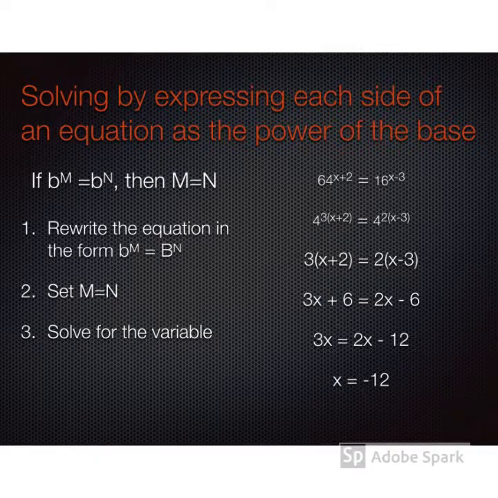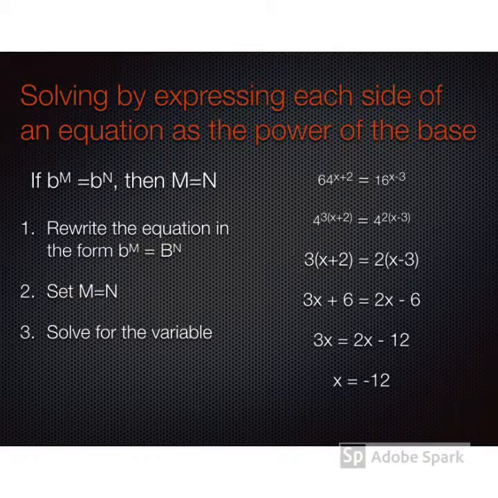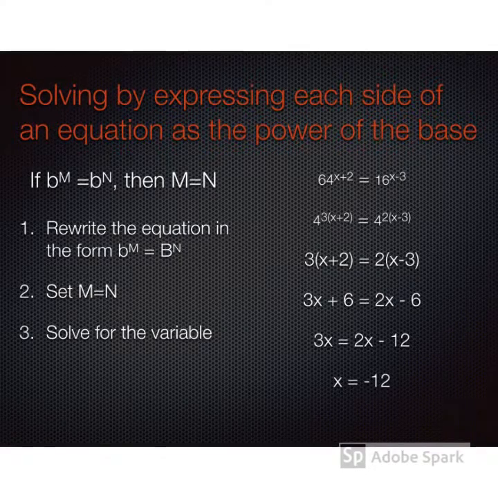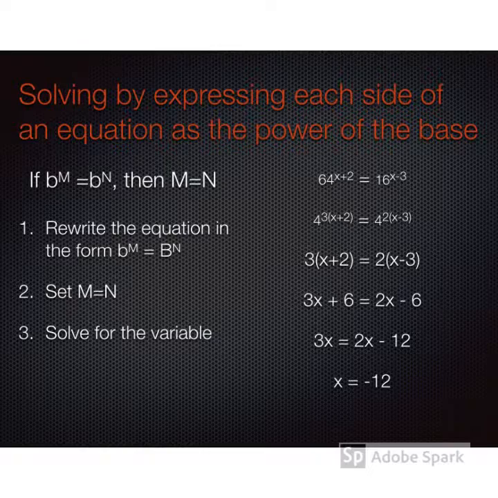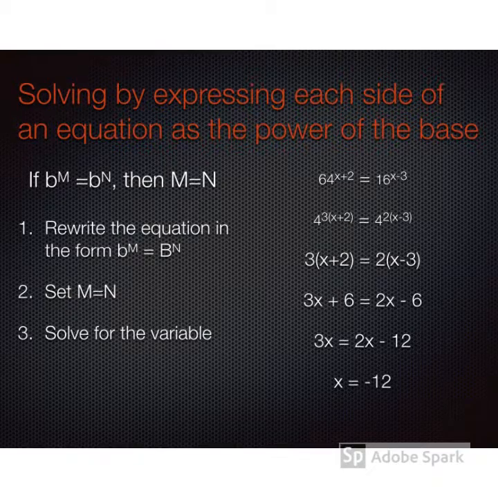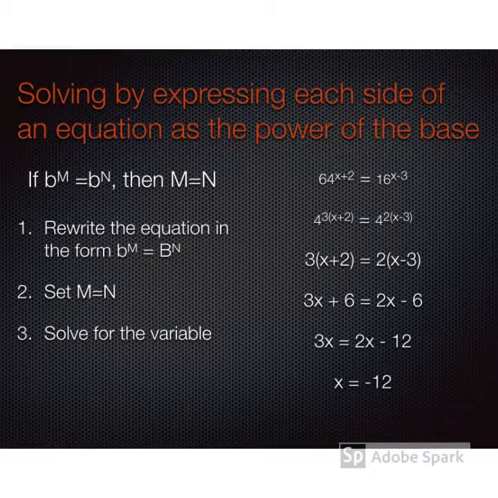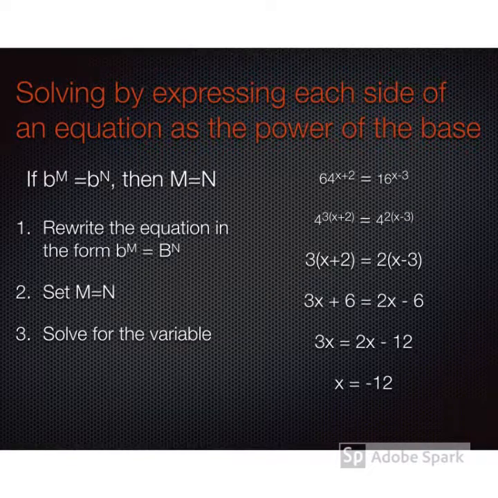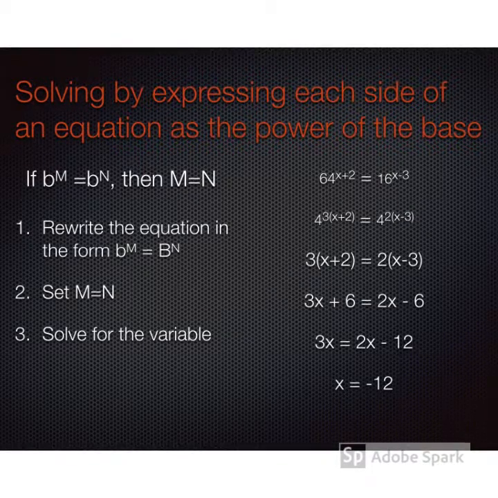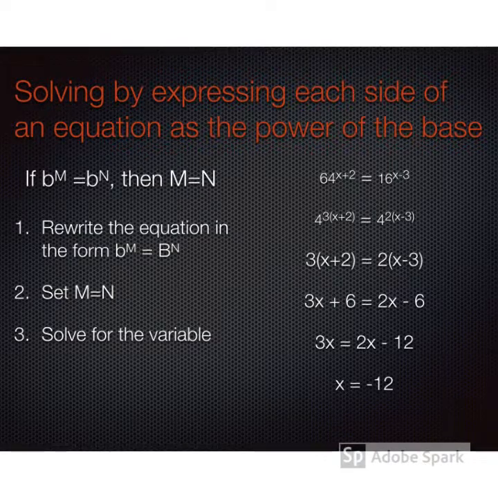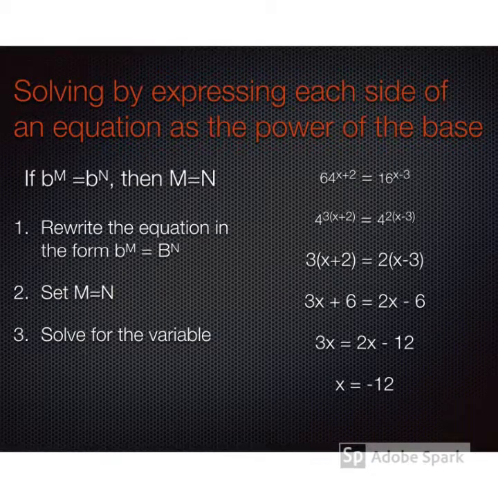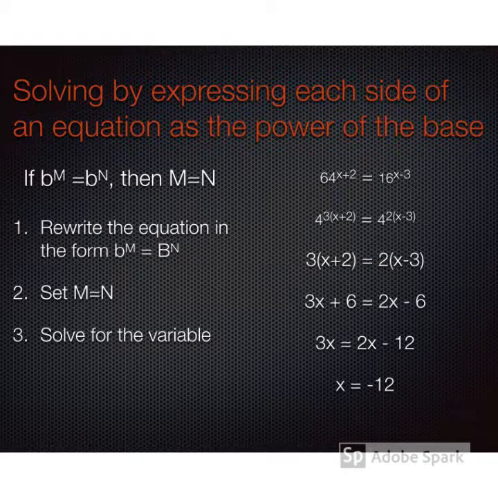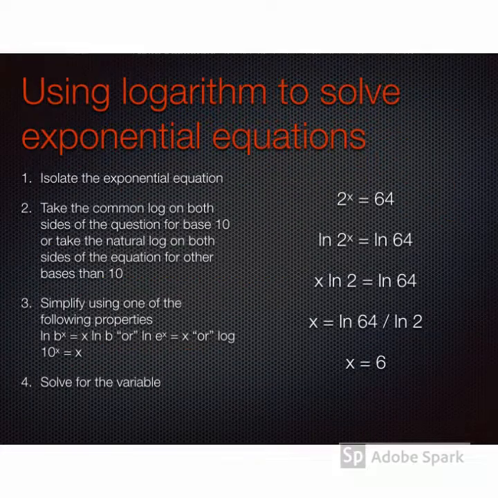So this is another example similar to the one we just did. Now we have 64 to the x plus 2 equals 16 to the x minus 3. The two b's are not equal to each other, so we raise 4 to the third power, and then we raise 4 squared. Now we have the two b's equal to each other, and we can bring down everything except the 4's. 3 times (x plus 2) equals 2 times (x minus 3), and we solve for x, and x is equal to negative 12.